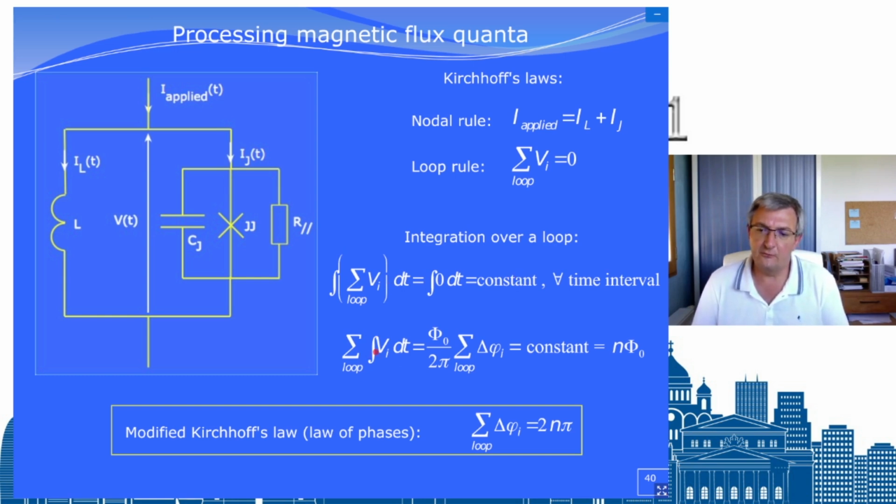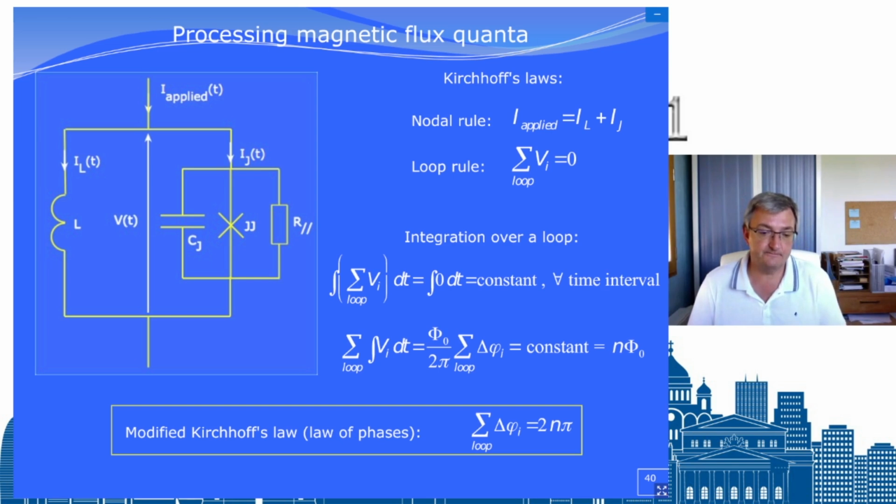But when I integrate a voltage over time, I have a phase, right? And the sum of these phases, and you see this is the flux. The flux is connected to the phase, I told you before. It means the sum of the phases is a constant. If you solve this equation, it's not very complicated, you will see that the sum of the phases is 2nπ. I told you that before. If you do one turn, you should find 2nπ, otherwise it has no physical meaning. So in some ways, this is a modified Kirchhoff's law, which we can call the law of phases.